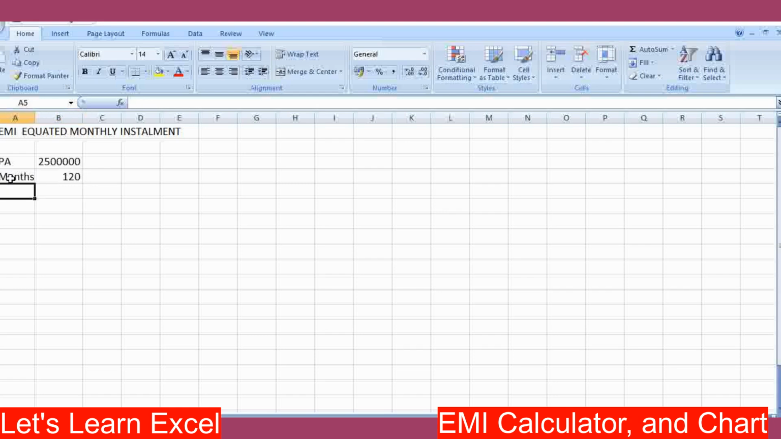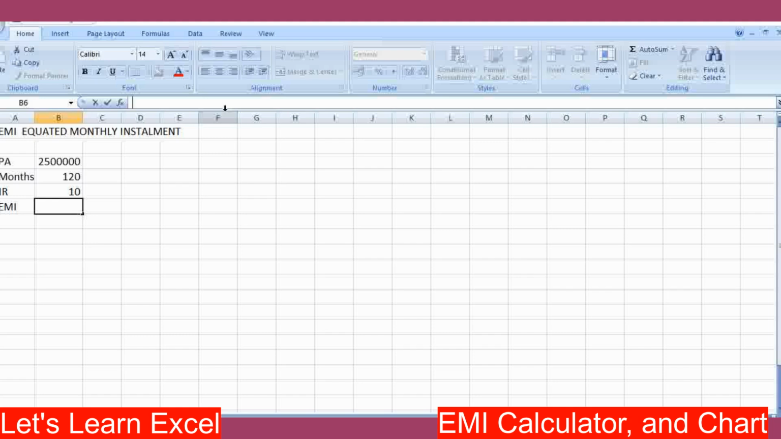Okay, what will be the rate of interest? What will be the interest rate? Interest rate, say for example 10, interest is 10 per year, per annum. Now based on this we can calculate EMI. So our EMI will be, now we have to calculate using the formula.